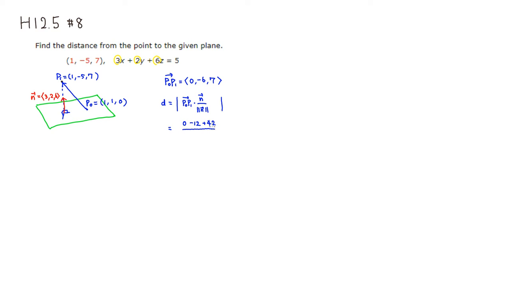And we divide by the magnitude of n, which is the square root of 3 squared, 9, plus 2 squared, 4, plus 6 squared, 36. With the absolute value sign, we actually don't really need it here. So 42 minus 12 is 30 on top. On the bottom, you have the square root of 49, which is 7. So the distance is 30 over 7.